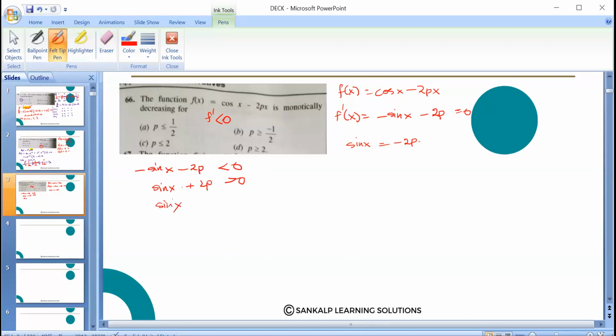We know that sin x will be always between minus 1 and 1. The range of sin x will be between minus 1 and 1. So sin x plus 2p, where will it be? Between minus 1 plus 2p and 1 plus 2p.